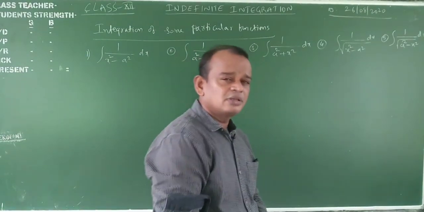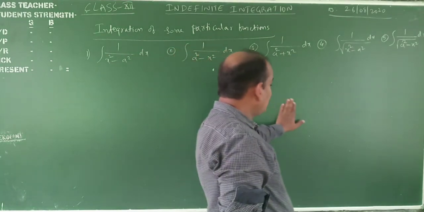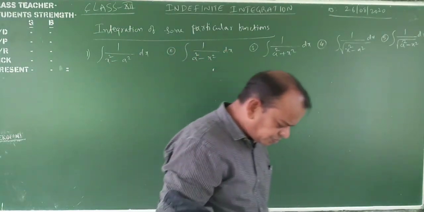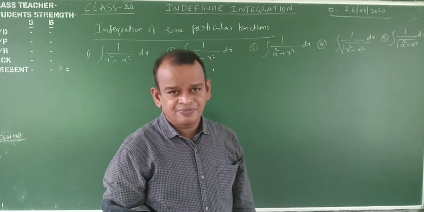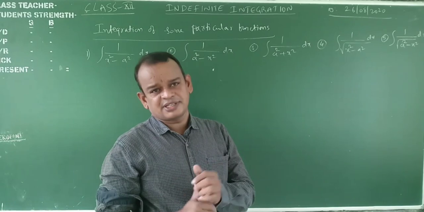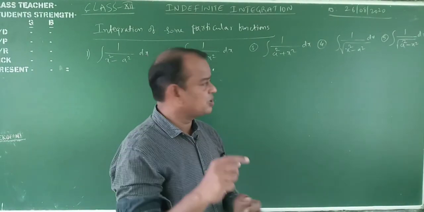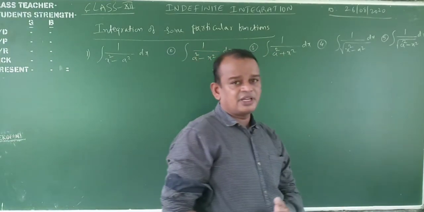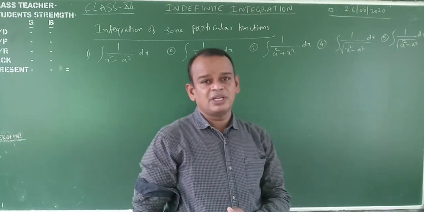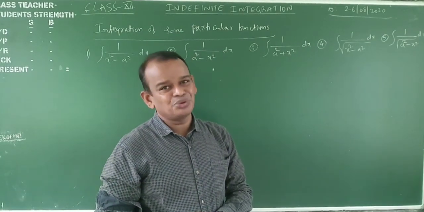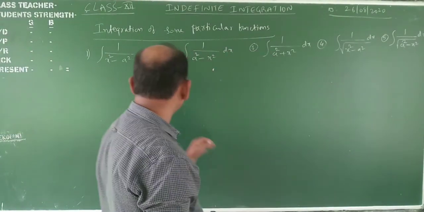Now how to do this one? What is the integration of this one? I already explained in the differentiation and substitution method. Do you know the idea about that or not? If the function is of the type a square plus x square, I substitute x equals a tan theta. For root over a square minus x square, x is a sin theta or a cos theta. For x square minus a square, x is a secant theta or a cosecant theta. I already explained that one. Now here these two are the special functions.